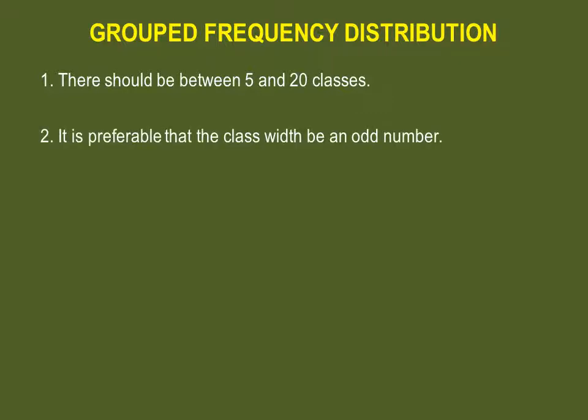Rule number 2, it is preferable that the class width be an odd number. This will ensure that midpoints will have the same number of decimal places as your class limits. We'll come back to midpoints later.